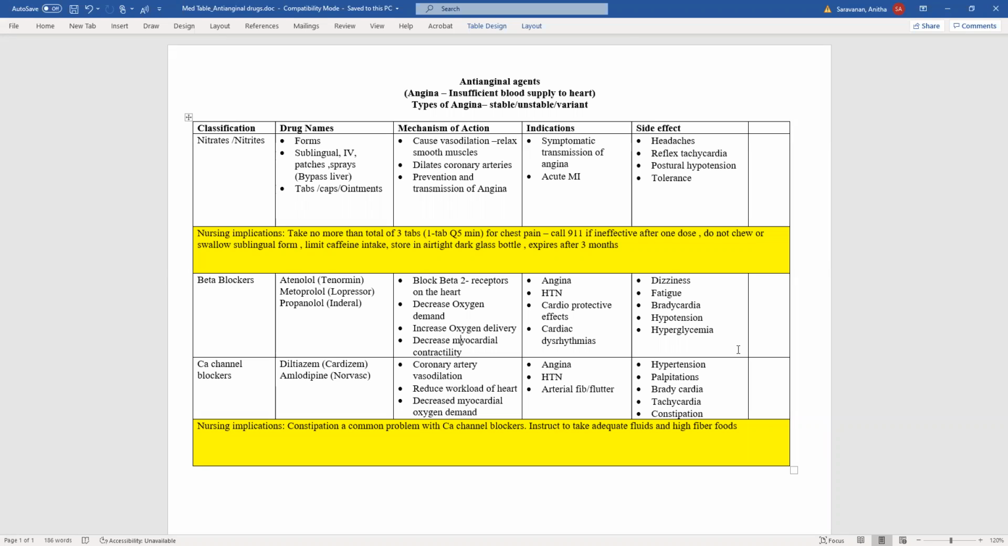Without going into much detail, I would like to focus first on the vasodilators, which are the nitrates. So the nitrates or nitrites are compounds that can potentially cause quick vasodilation. So that's why these are used in an episode of sudden cardiac event like stable or unstable angina.